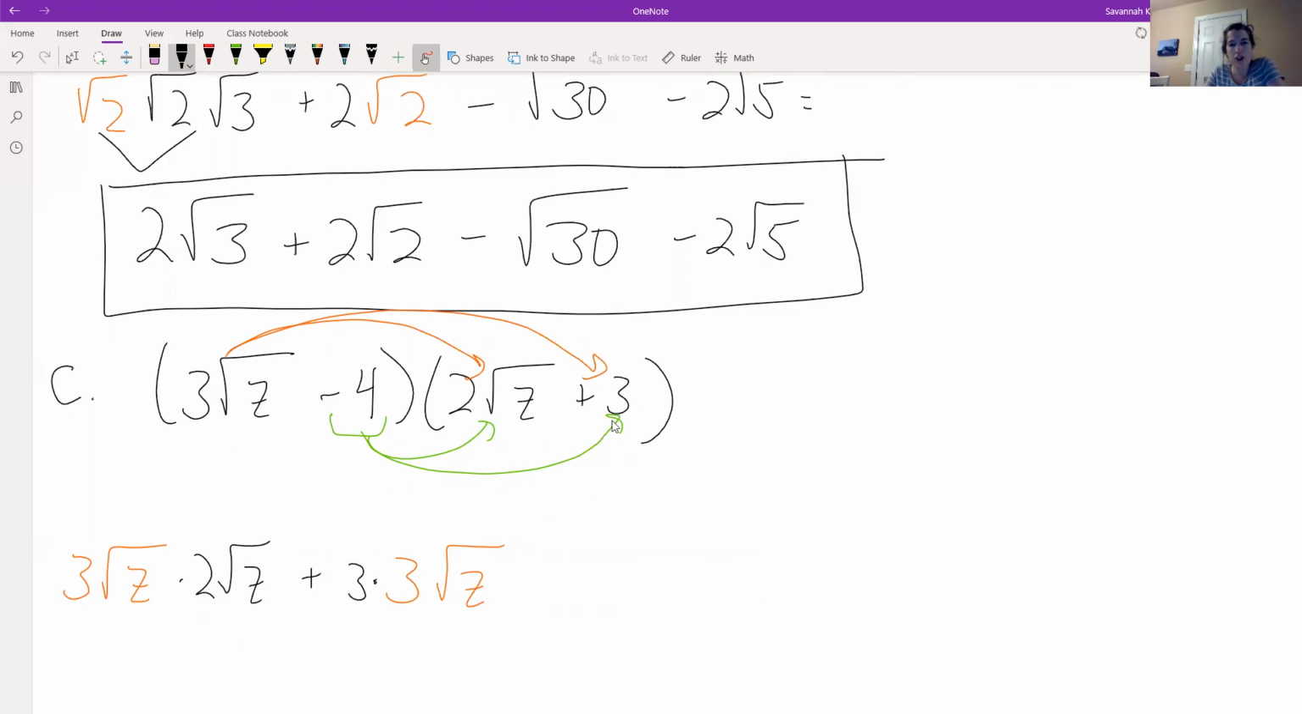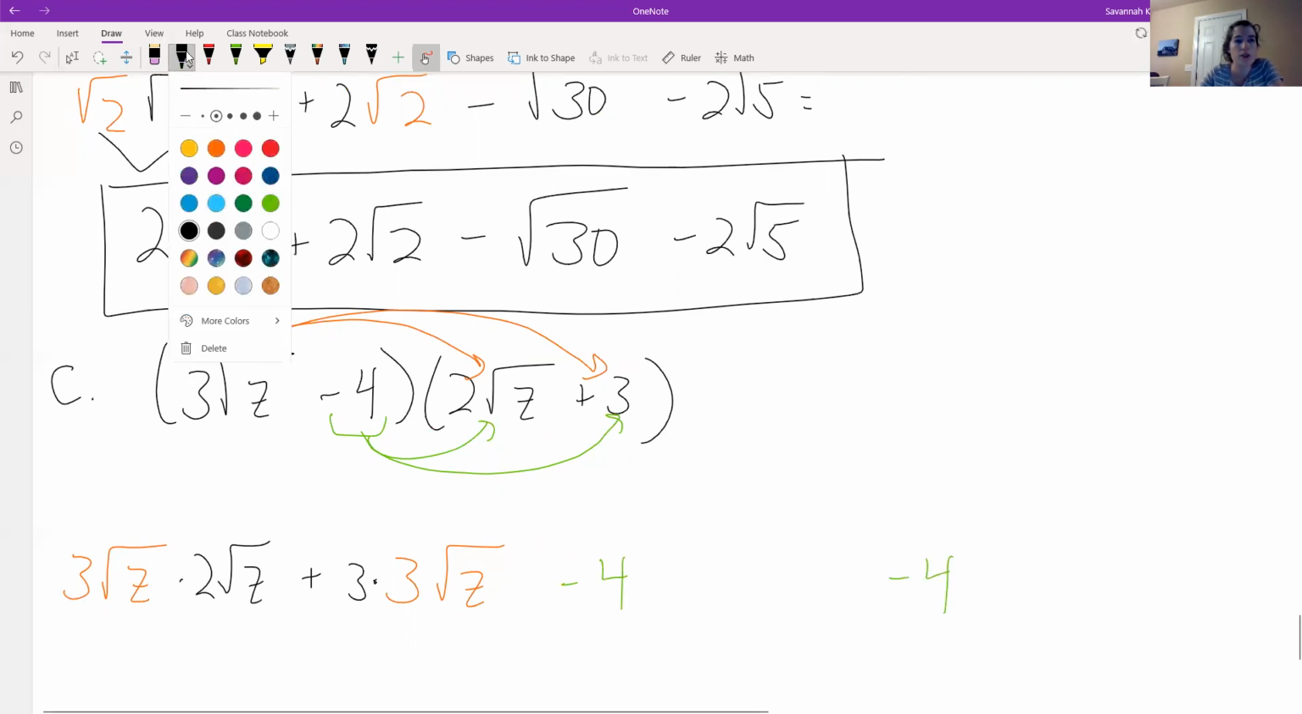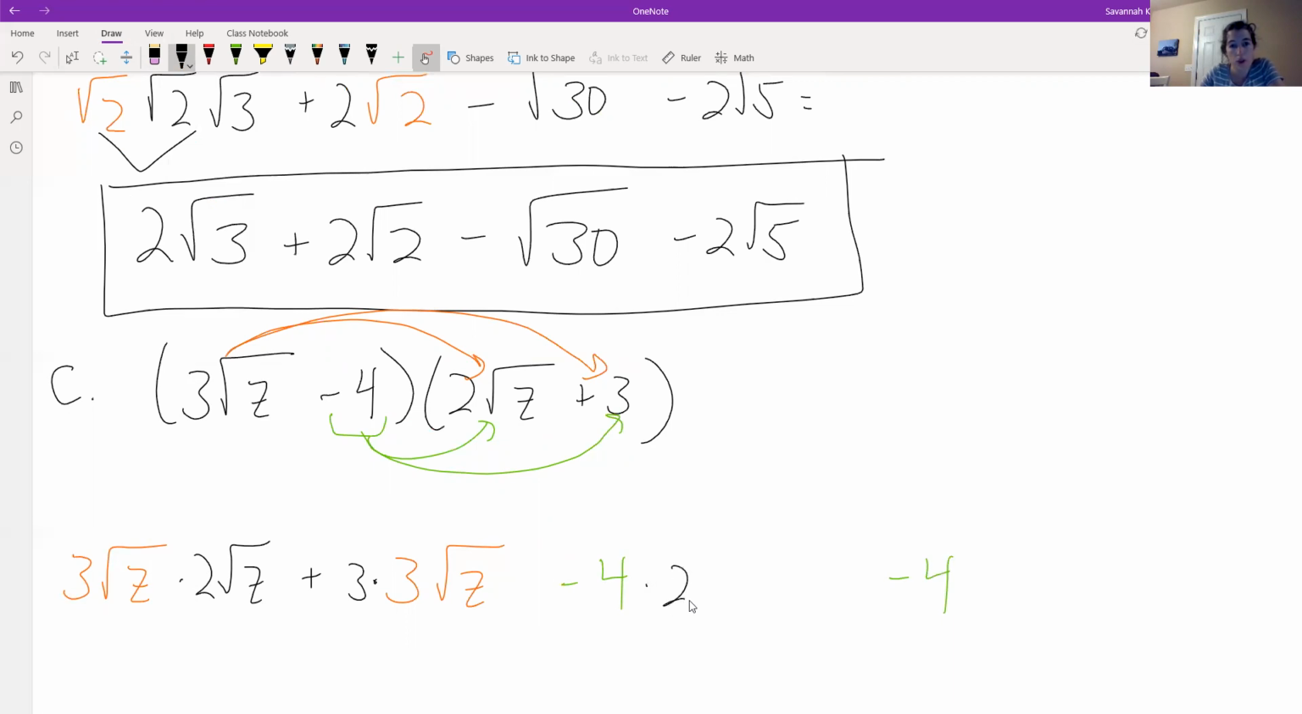3 times, since this is just a 3 and it doesn't have a root attached, I'll keep tucking it in front of my terms. Whereas here, when I had a number and a root times a number and a root, I didn't try to arrange anything to my benefit just yet. I just kind of stuck it there. Okay, now I've got minus 4 and minus 4, times 2 square roots of z, minus 4 times 3.